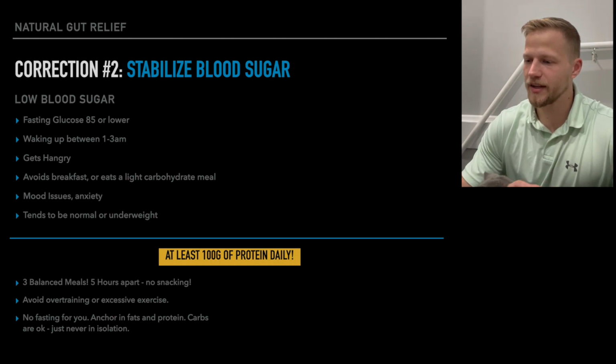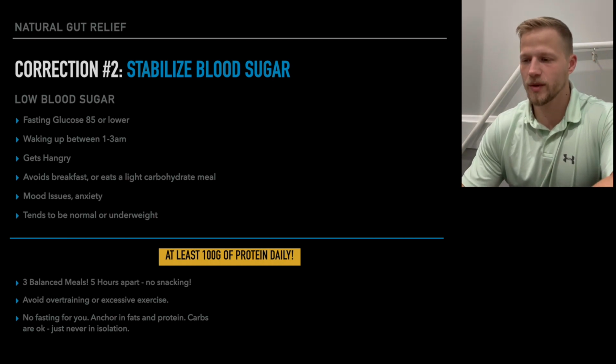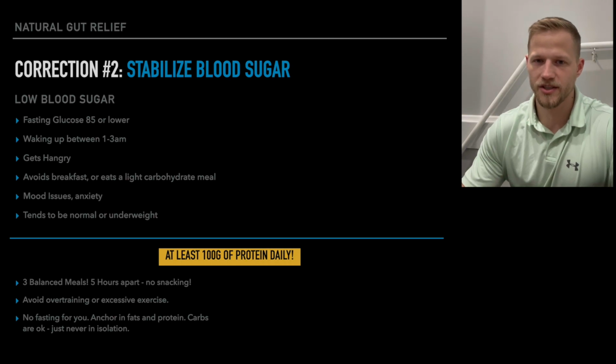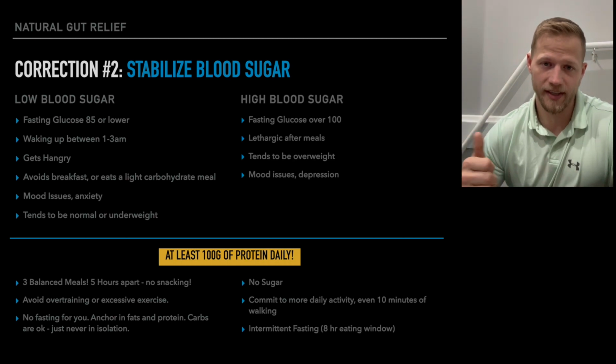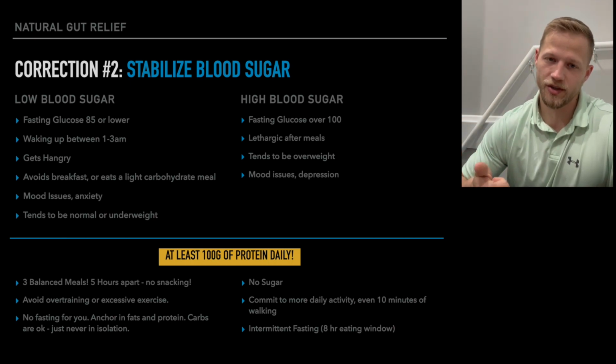So anchor your meals in fats and protein. Carbs are okay, but just don't eat them by themselves. Like, don't have a bowl of oatmeal, because your blood sugar will come up like it should, but it'll plummet, and then stress hormones come up. And you don't want to be dependent on stress hormones to bring your blood sugar up.